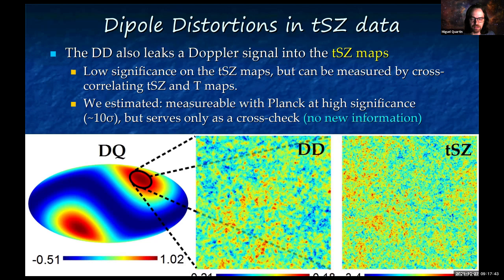And what happens is this: you have this Doppler quadrupole term here, so you have a quadrupole, and in the regions where the quadrupole is high, you have a high correlation with the thermal Sunyaev-Zeldovich effect. And in the region which is blue, you have no correlation.